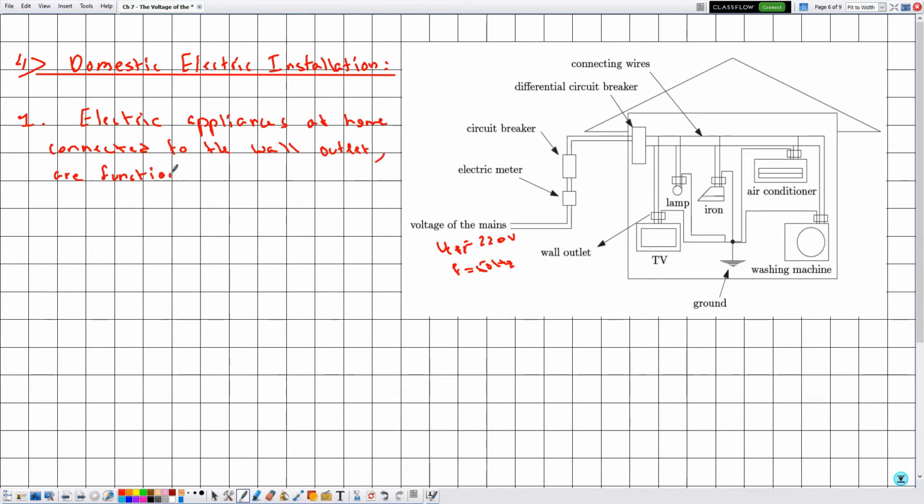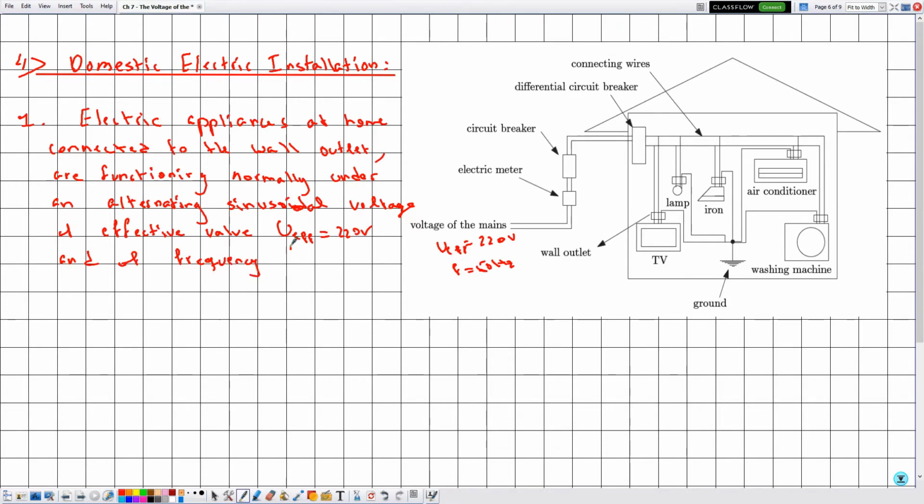Why are they functioning normally? Because we make sure that all the electric appliances we install in our home have an indication of 220 volts of effective value and of frequency f equal to 50 hertz.